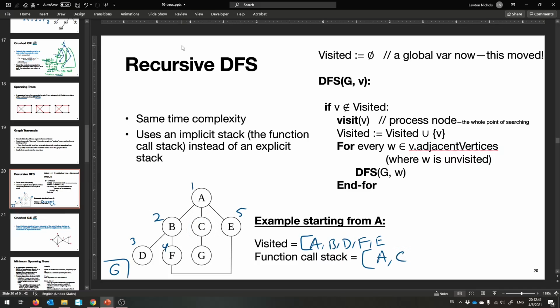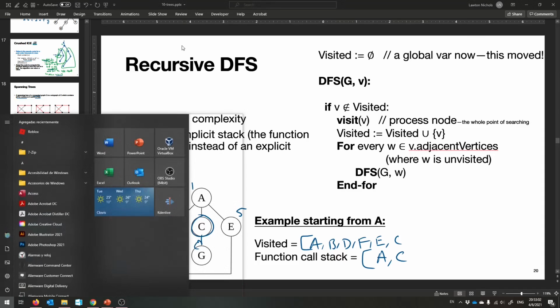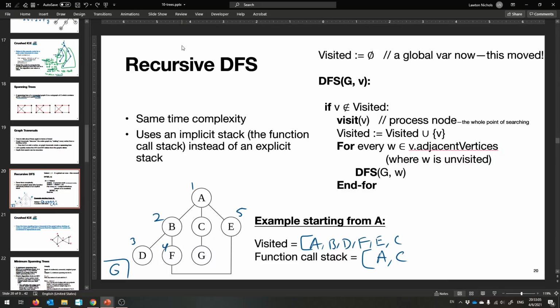So let's push C to the stack, which means call DFS G comma C. And so we'll visit C, walk through all this stuff, add, and then make a recursive call for all of its unvisited things. So not A, we visited A already. So let's visit G now. And so C was the 6th thing, and G is the next thing that we visit, which will be the 7th thing. Add G to our visited set, and now, finally, we can pop everybody off, because G's adjacent vertices have all been visited, same with C's, same with A's.